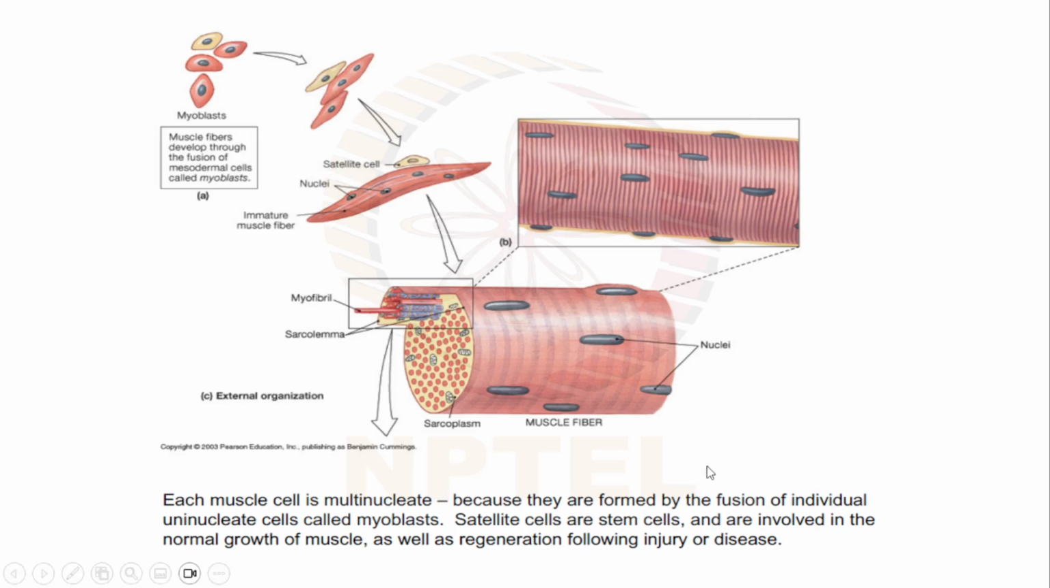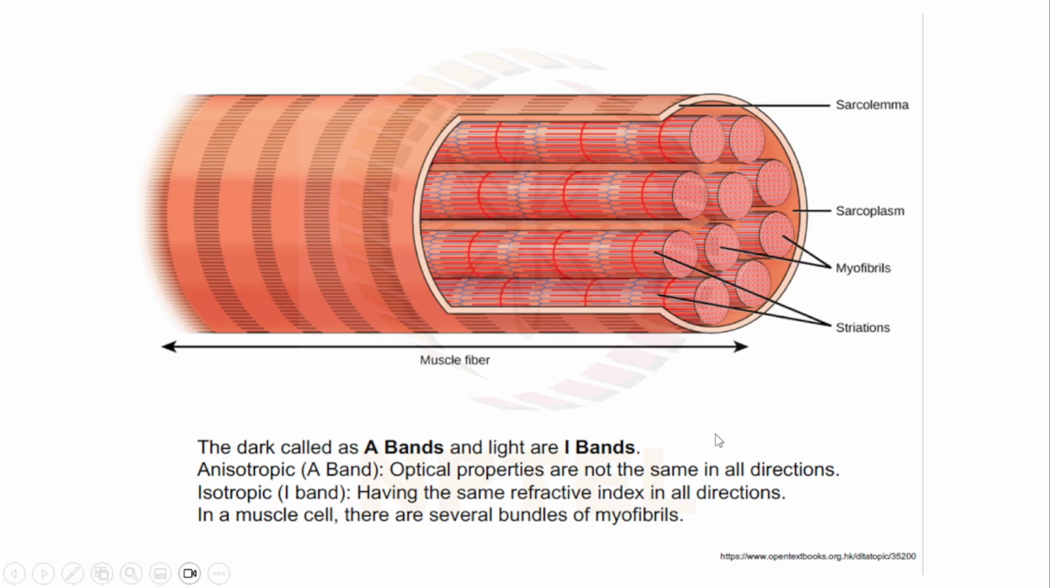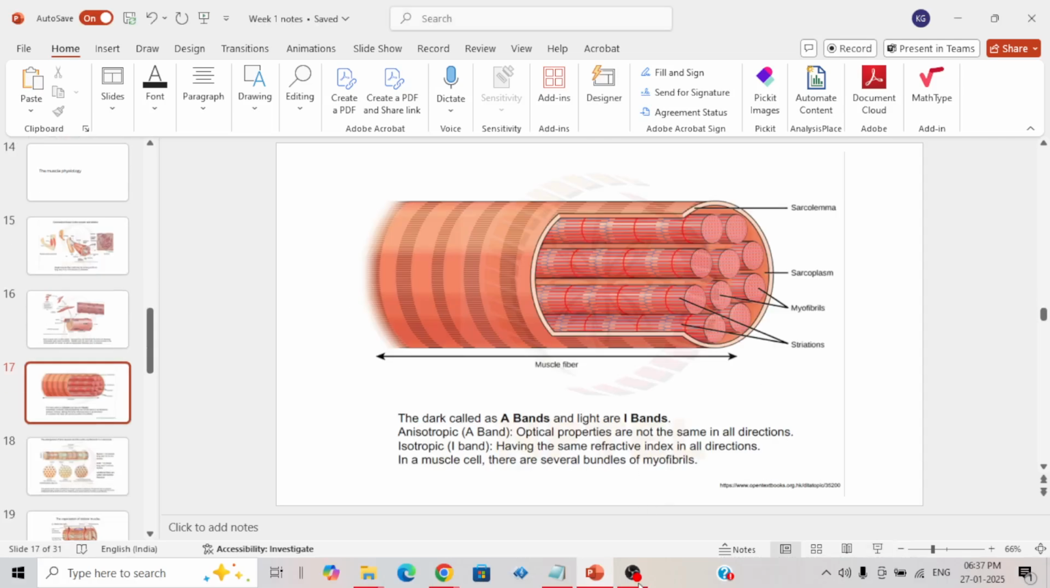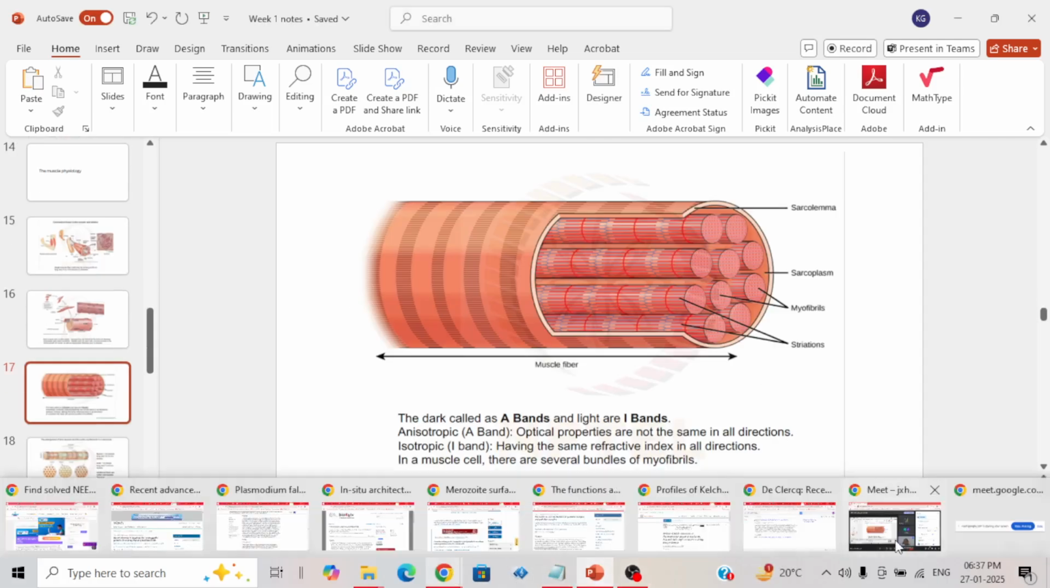So this is the structure of a muscle fiber. What happens in a muscle fiber, or I would say a muscle cell? As I told you, there are many myofibrils, and these many myofibrils come together to make this muscle cell. The outer covering is called the sarcolemma, and the fluid present inside is called the sarcoplasm. In a cell, generally we call it cytoplasm, but here we are talking about muscles, so this is sarcoplasm.